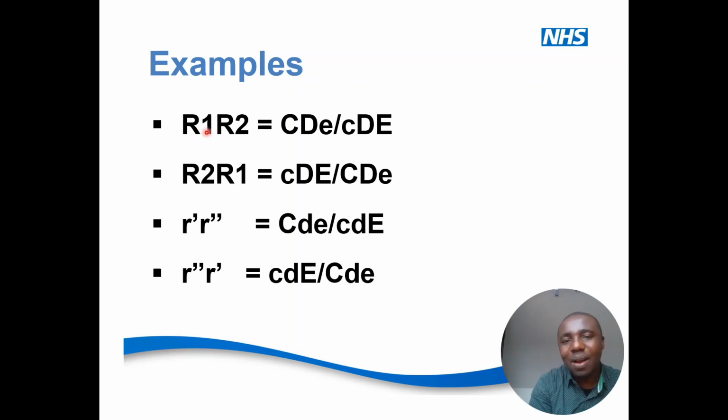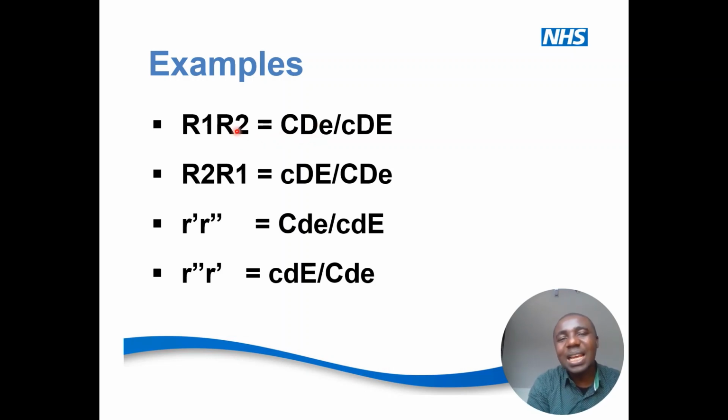So let's do R1 first. Because there is 1, it is big C. Because it's capital letter R, it is big D. There is no 2 in this R1 because it's just R1. So because there's no 2 there, you now put little e.